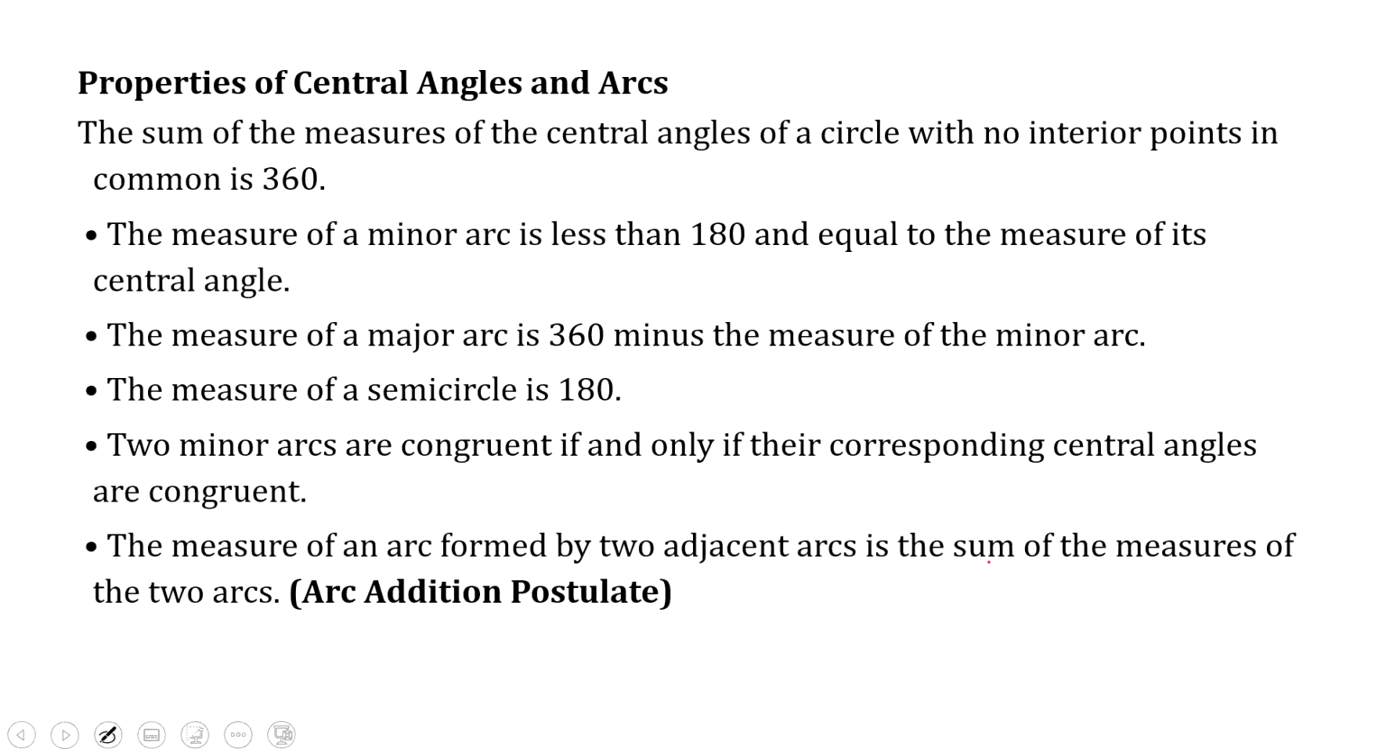Minor arcs are congruent if and only if the corresponding central angles are congruent. So if I have 2 central angles that are 50 degrees, then I know those 2 arcs for those 2 angles are congruent. And then 2 adjacent arcs formed by central angles, we can add the 2 angles together to figure out what the bigger angle is now, just kind of like when we did adjacent angles back when we were working with angles.